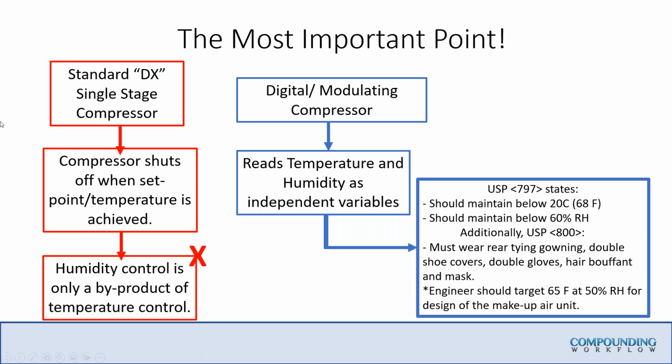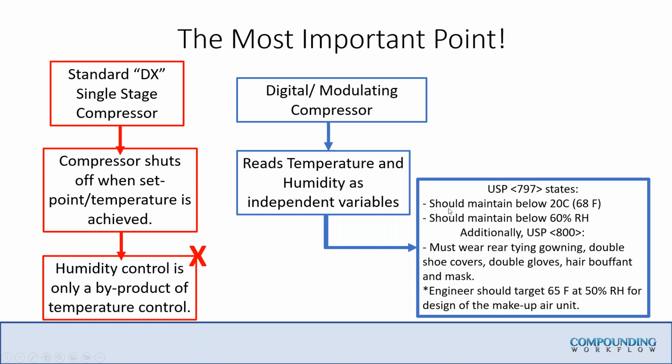So now let's step sideways over to these blue boxes called the modulating compressor. Some people will call it a dual stage compressor, some call it a digital scroll compressor, but it is a modulating compressor. And the cool thing is that it reads both temperature and humidity as independent variables. And now, why is that important?